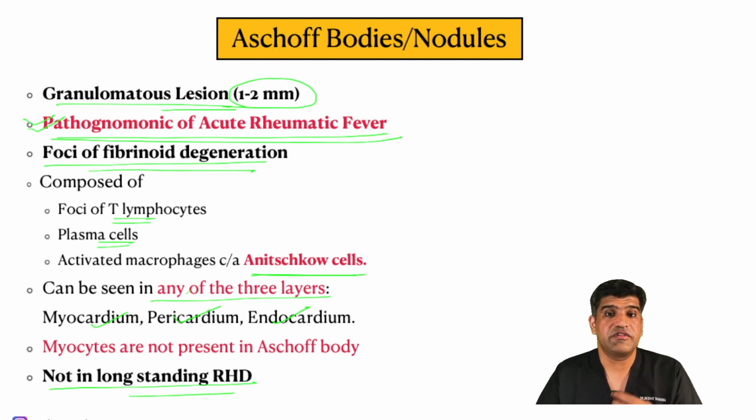As a cardiac surgeon, when I operate on rheumatic heart disease patients, when I take out the diseased valves and send them for biopsy, these leaflets, these valves do not have Aschoff bodies. This is pathognomonic only of acute rheumatic fever.